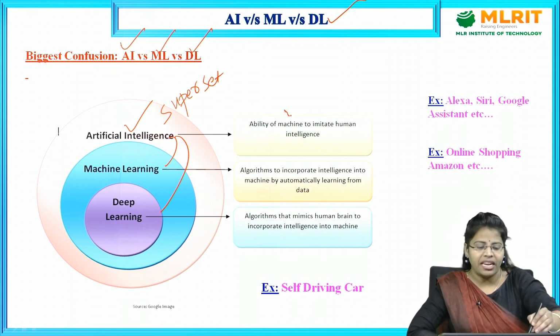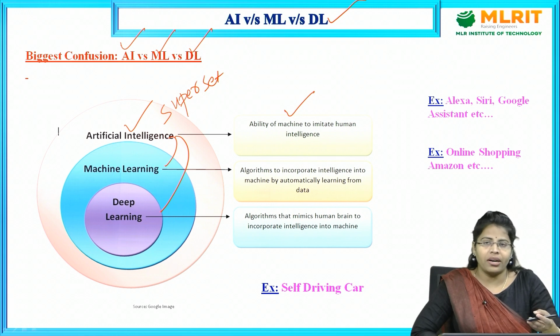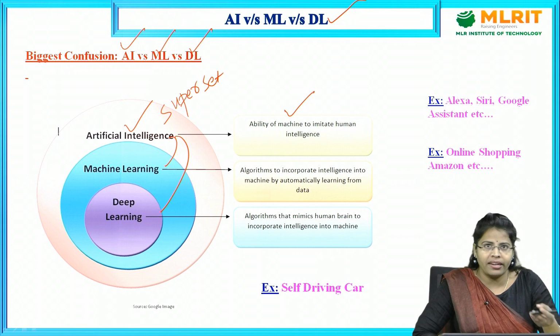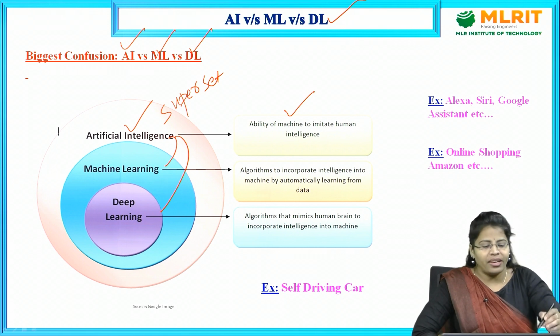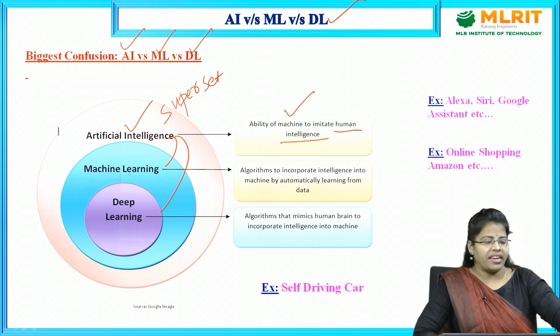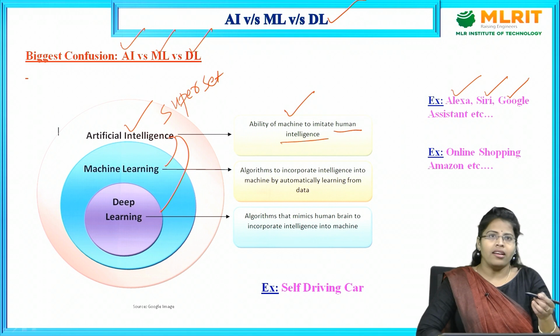It is the ability of a machine to imitate human intelligence. That means it is the ability of a computer, or a robot controlled by a computer, to perform tasks as a human does, because they require human intelligence. That is artificial intelligence. For example, Alexa, Siri, Google Assistant.